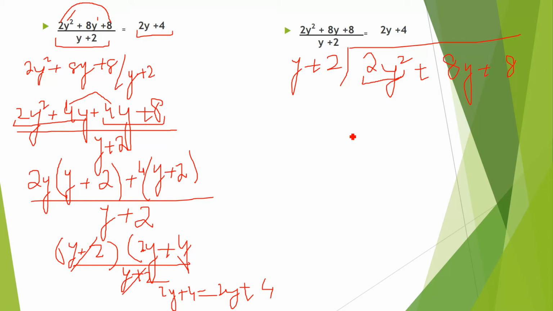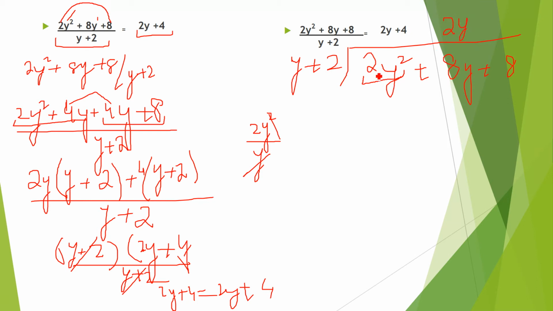This is called the dividend. What is inside it? The first term is 2y², and the first term of the divisor, this is the divisor, means only y. No need to write down y plus 2. This is a very important point. Only the first term. So in the numerator you have 2y², in the denominator you have y, they will cancel out. So 2y will go here, this is called the quotient.